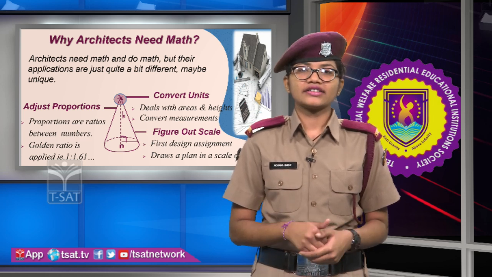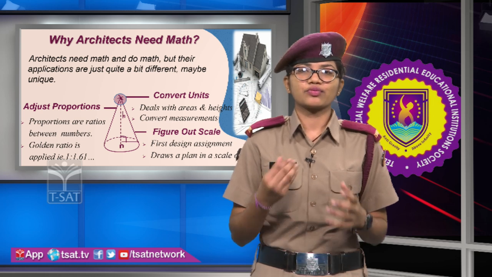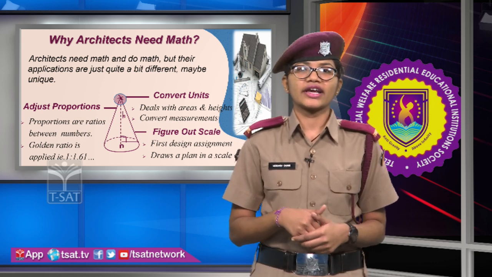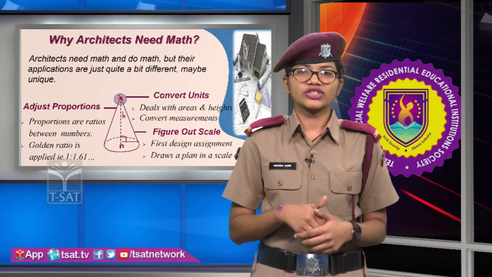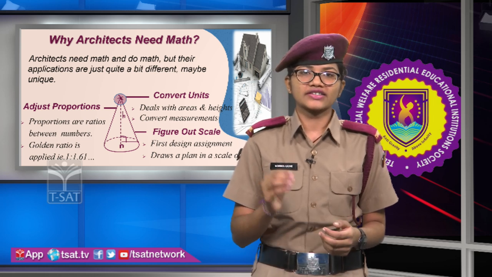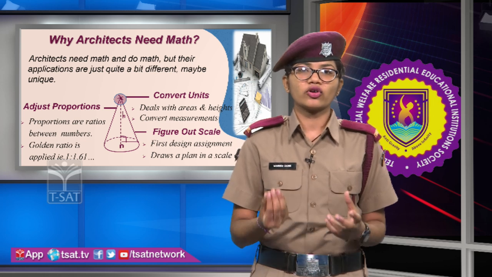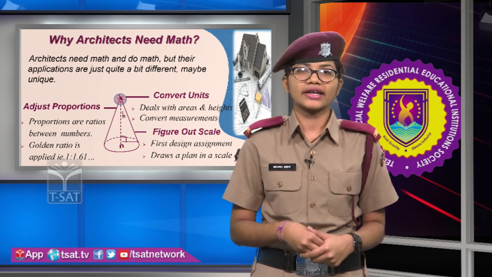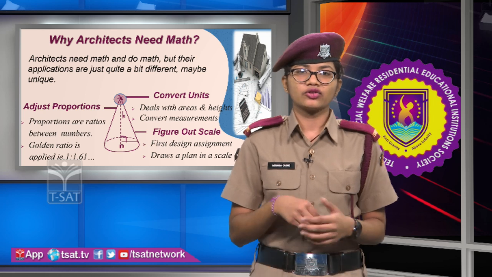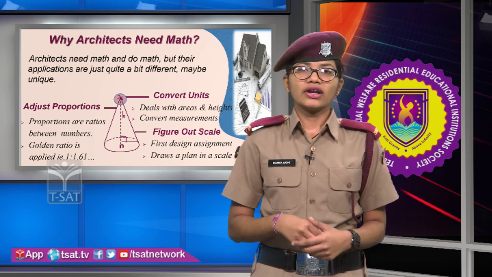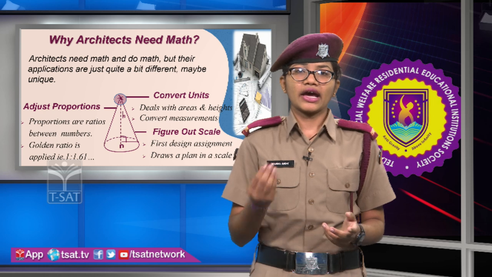And the third reason is that architects adjust proportions. Proportions are ratios between numbers, and proportions play a vital role in the success of any design. The golden ratio is one of the most used proportions by an architect to construct and design a site.